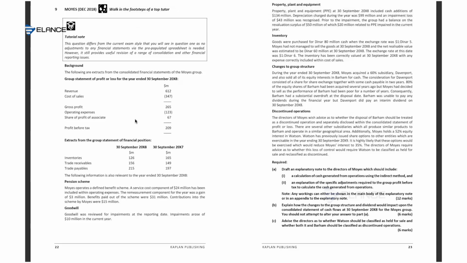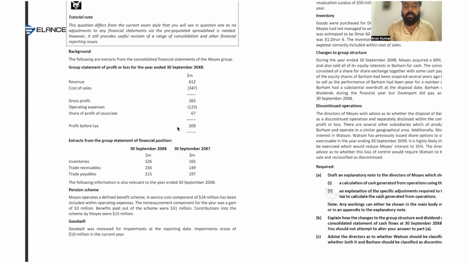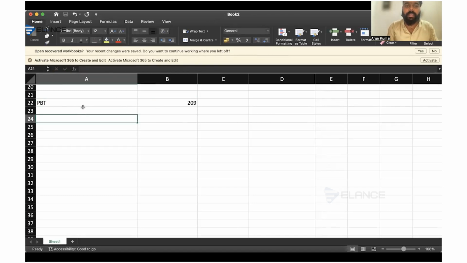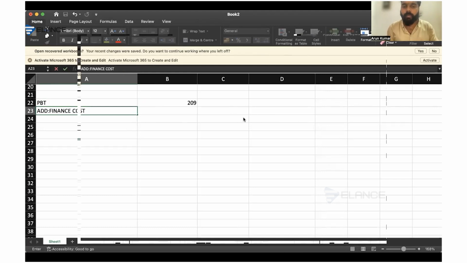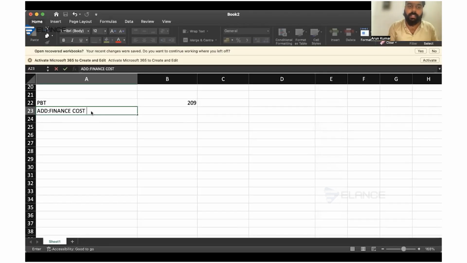Shall we prepare the cash flow here? Fine. The profit before tax is given. How much is the profit before tax here, guys? The profit before tax is 209, right? Yes. To that, we need to add the finance cost. Check whether the finance cost is given in the question. No, they have not directly given it, so I can remove that line.